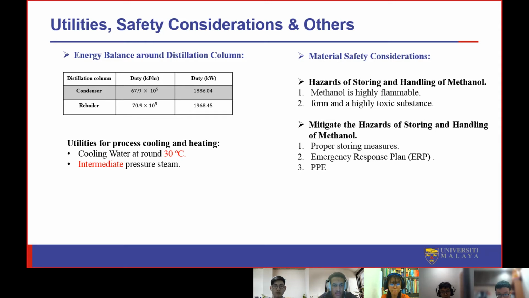Moving on to the material safety considerations, since the distillation column is producing methanol, which is considered a highly flammable liquid and highly toxic substance in the environment, it is important to consider safety procedures in terms of handling and storing methanol to avoid any health and environmental hazards. To mitigate these potential hazards, it has to be stored in proper conditions with strict measures. Second, following the emergency response plan in case of any accidents in the plant, to alert the operators in the plant as well as the surrounding community. Lastly, wearing personal protective equipment when handling methanol.